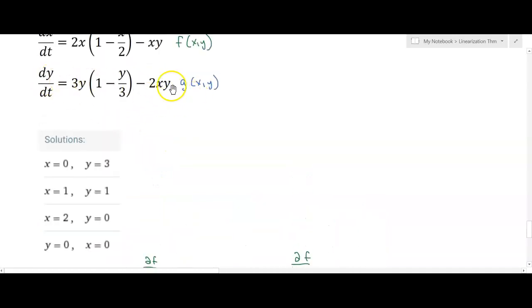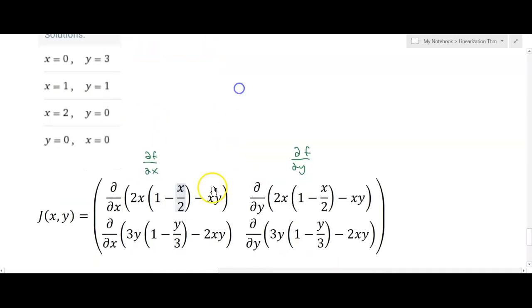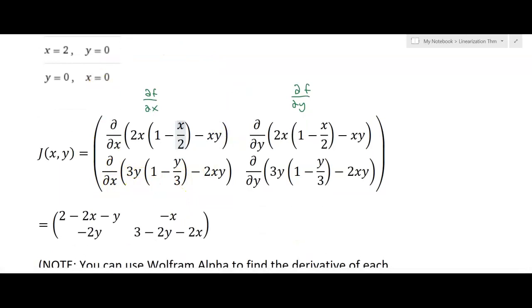Now, dy/dt, or g of x,y, are the derivatives that are going to go into the second row. So this right here is the derivative of dy/dt with respect to x. So there's dy/dt, derivative with respect to x. Here is dg/dy, that's the derivative of dy/dt with respect to y.